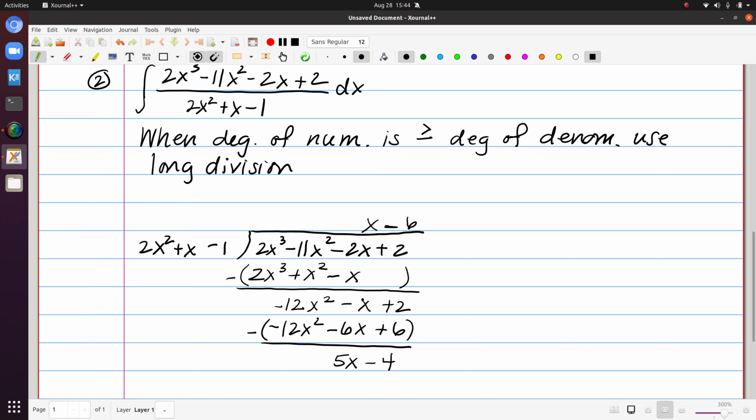As soon as I get to a point where what's left here has a degree smaller than the original denominator, then I can stop with long division. So we're at that point now. This has degree 1, the denominator has degree 2.